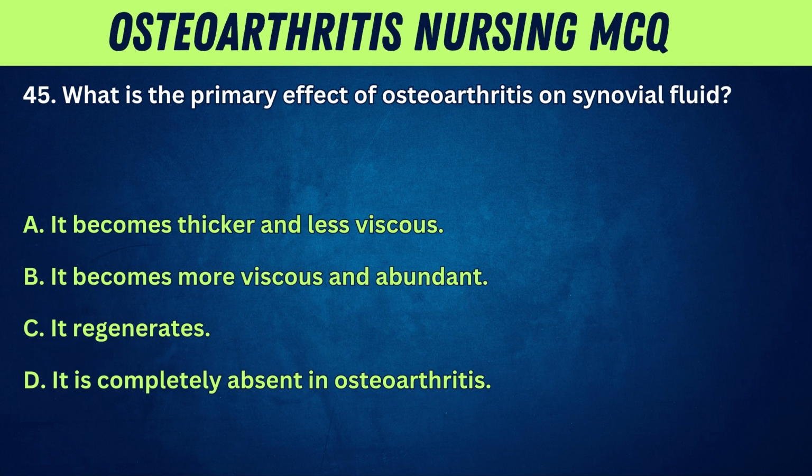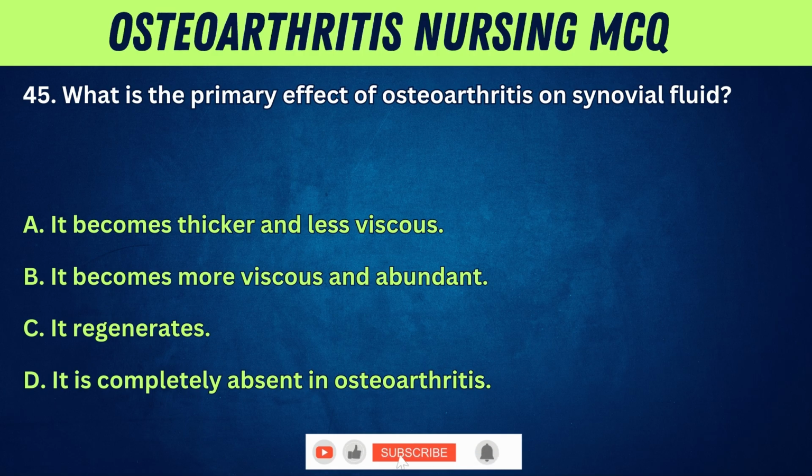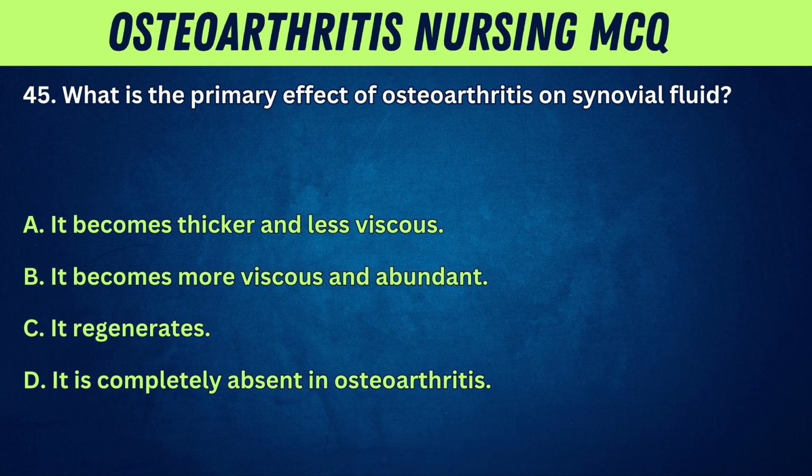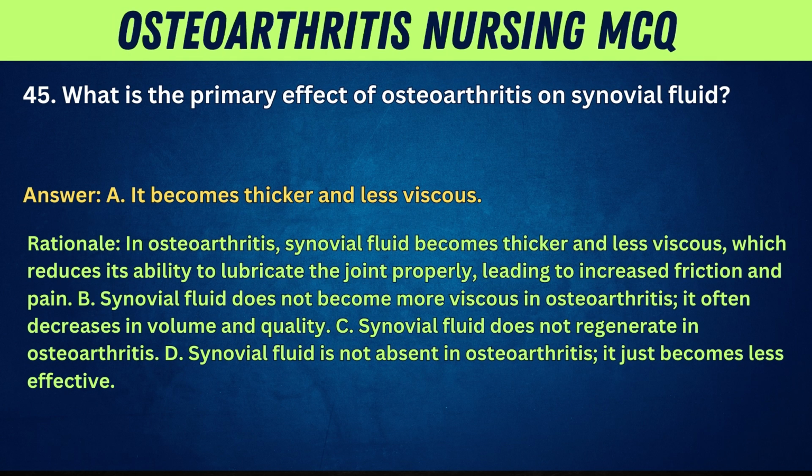45. What is the primary effect of osteoarthritis on synovial fluid? A. It becomes thicker and less viscous. B. It becomes more viscous and abundant. C. It regenerates. D. It is completely absent in osteoarthritis. Answer: A. It becomes thicker and less viscous.